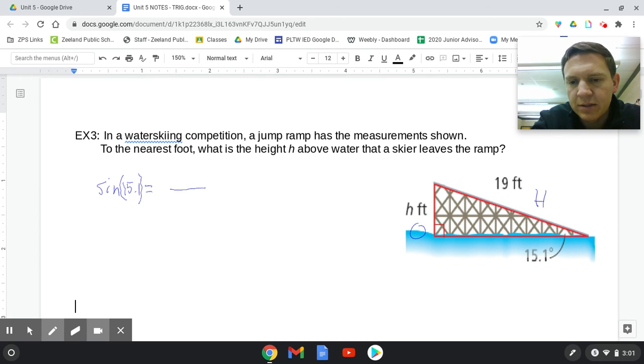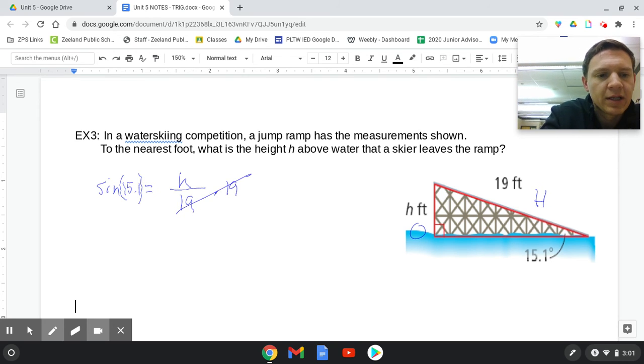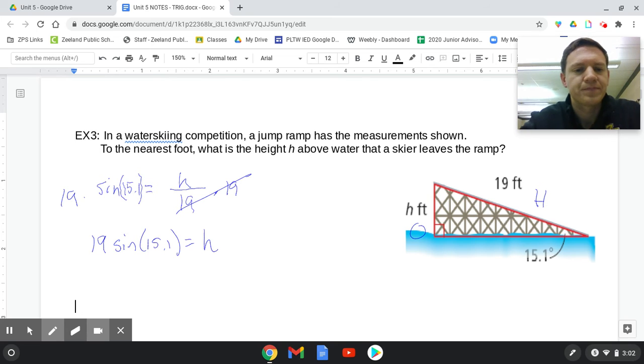Well, the opposite, we don't know. We'll call that h. Hypotenuse is 19. Now we have an equation. Sine of 15.1 is just some number. It's just a number you can punch out into your calculator. So we have a number equals h over 19. We have to solve for h. So what's keeping h from being alone? The 19 is. Let's multiply 19 to both sides. And then I get 19 times sine of 15.1 equals h.